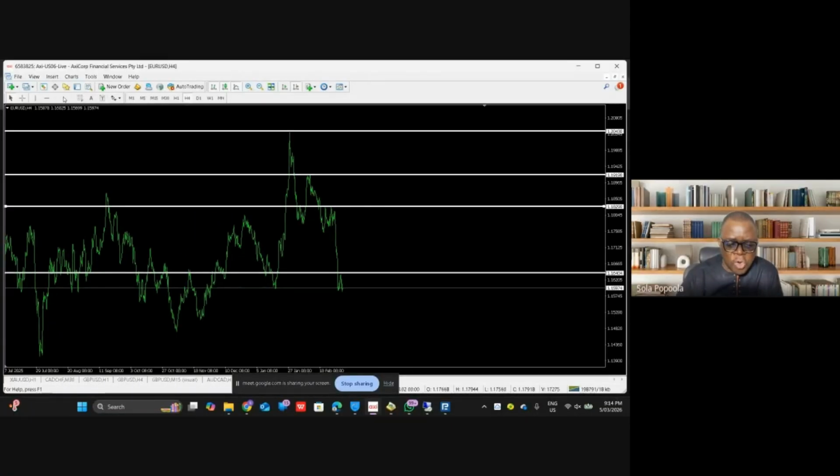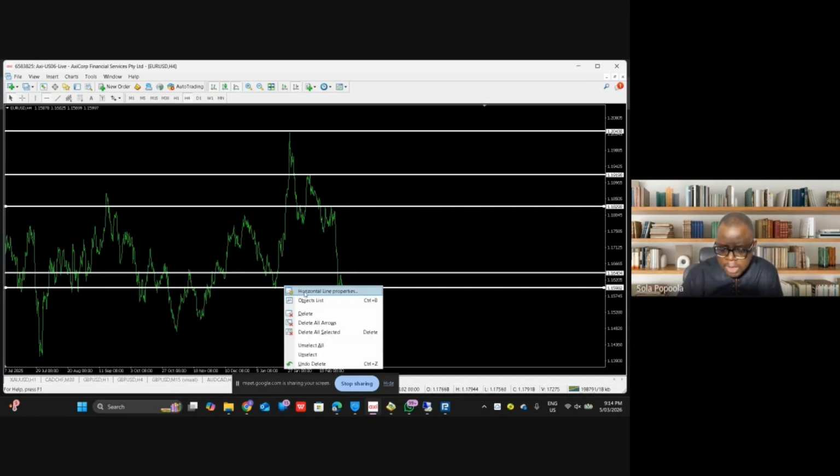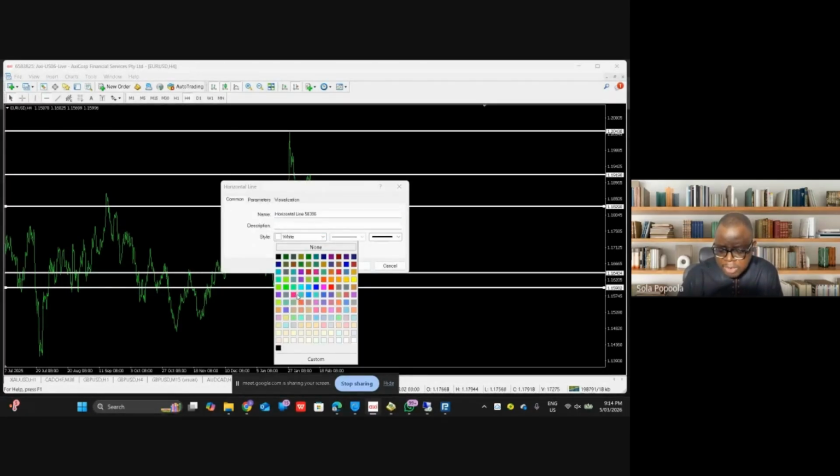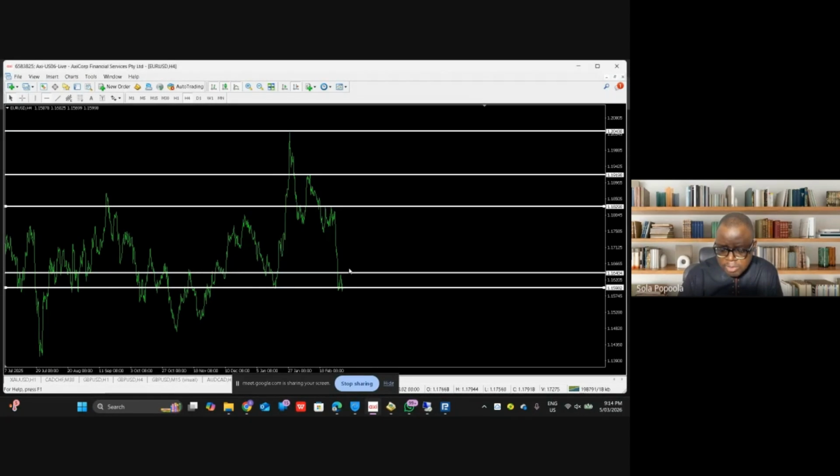I'm going to change the color of the support. Remember, the supports are supposed to be what? The valleys. So let's change the color of the support. Will green be fine? Yes, green should be okay. Yeah, I think you can see it. Once you can see it, it's fine.